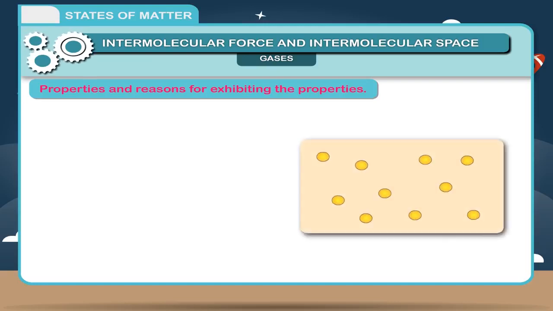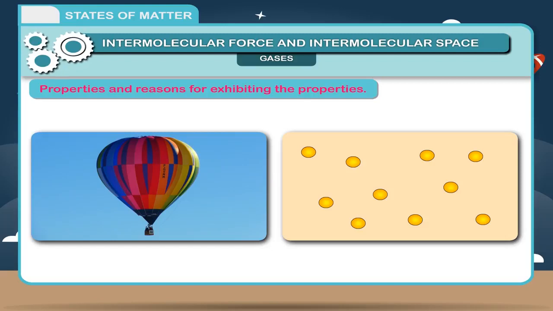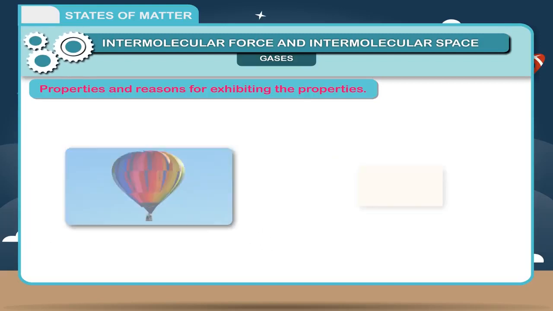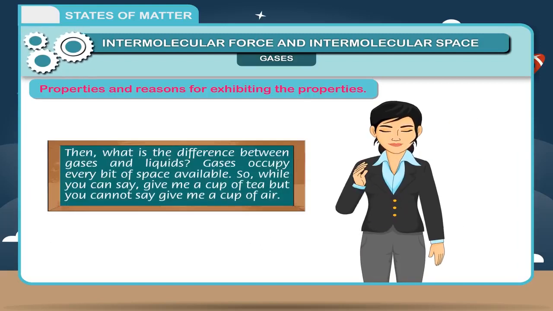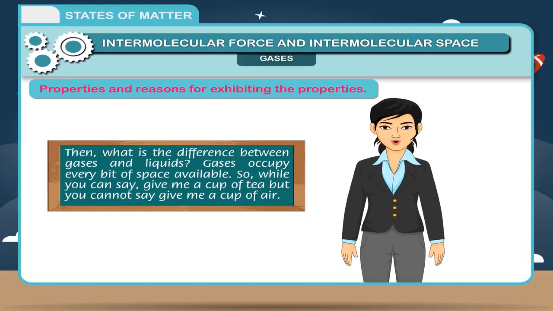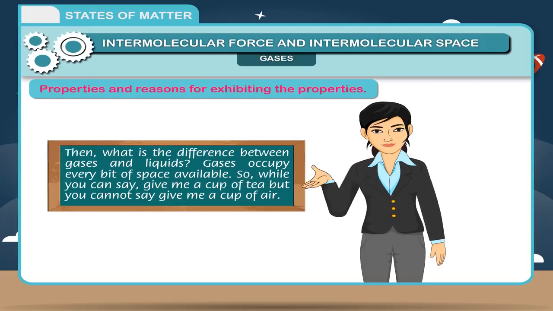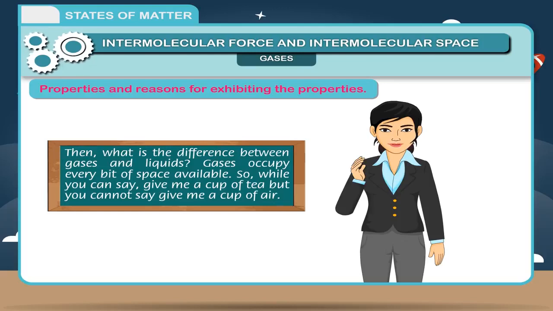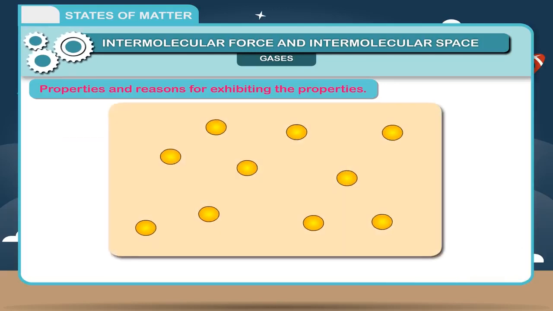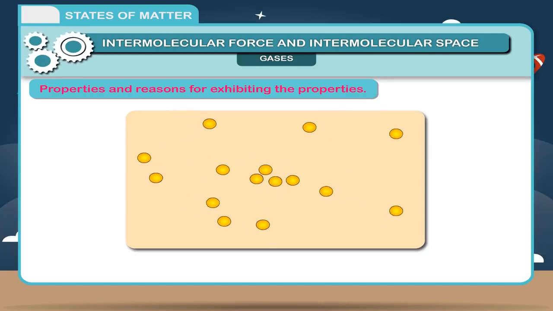1. Gases have no definite shape. They take the shape of the containing vessel. Then, what is the difference between gases and liquids? Gases occupy every bit of space available. So, while you can say, "Give me a cup of tea," you cannot say, "Give me a cup of air." Reason: as there is negligible or very little attraction between gaseous molecules, they move anywhere.